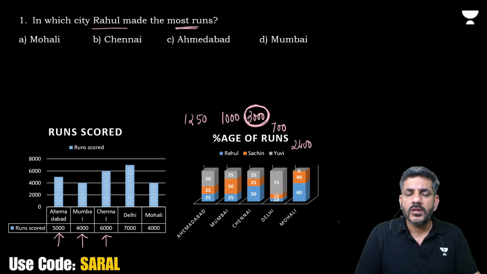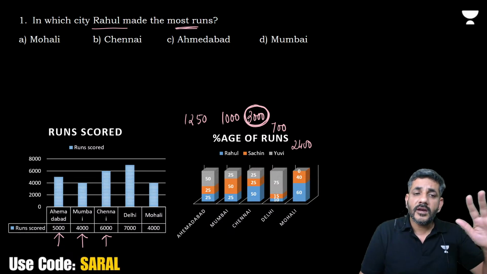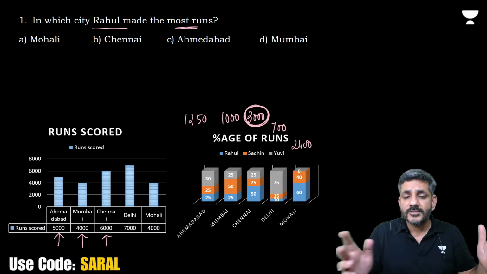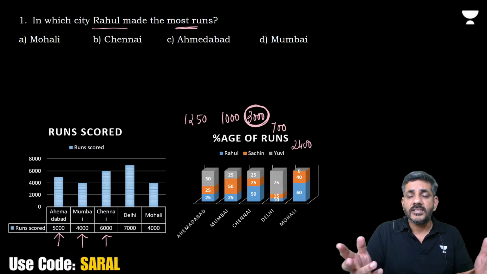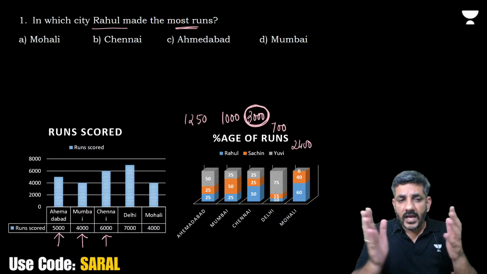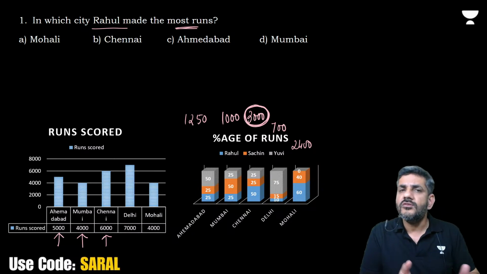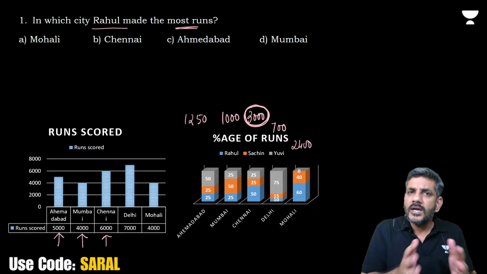Made by Rahul in all these five cities. He might ask you where did Rahul score more than Sachin? He might ask you what is the difference between Rahul's and UV's score in a particular city. In all those cases, I'll have to recalculate all these values which I have calculated. So why to do that?